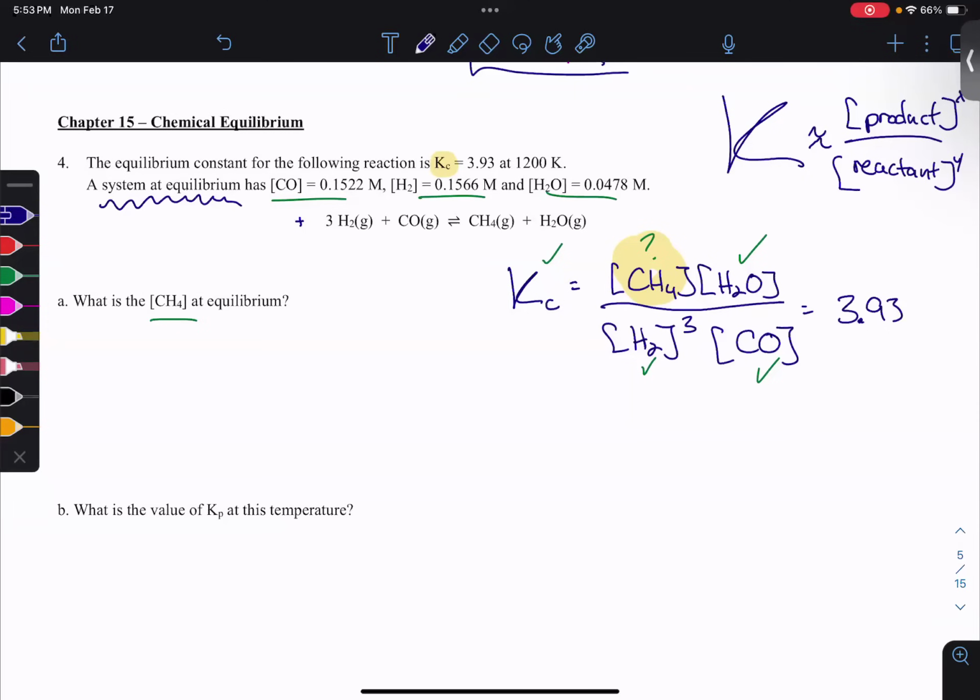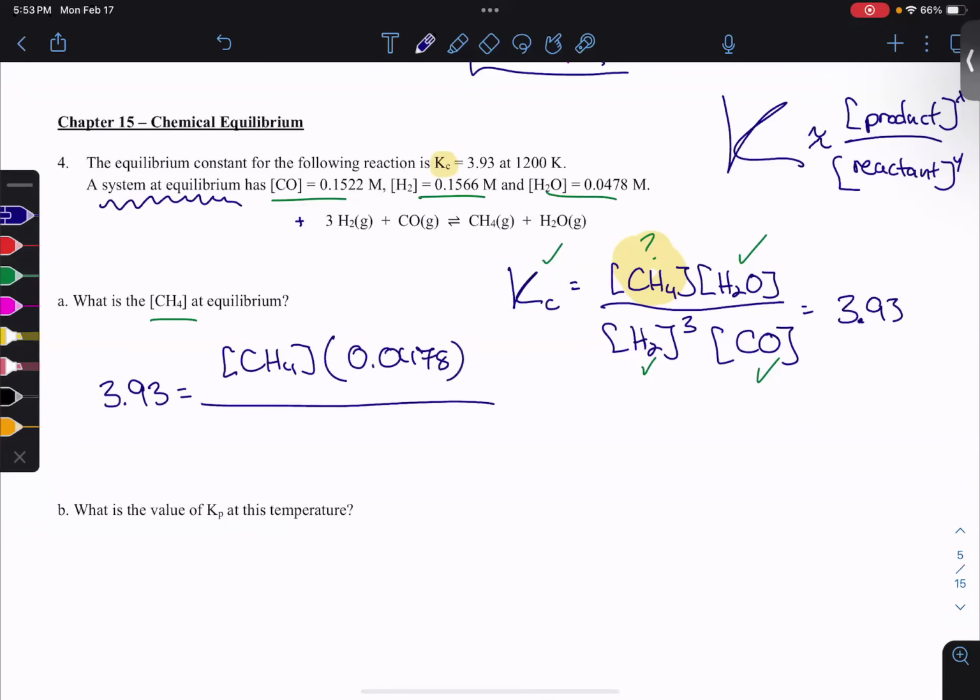Okay, so I'll just set this up real quick. So 3.93 equals, I'm gonna solve for methane. Water is given 0.0478 molarity. H2, 0.1566. Do not forget to cube it or you will be very sad. Then CO concentration, 0.1522, whatever. Okay. All right, and then just solve for methane. That is some number, I don't know.